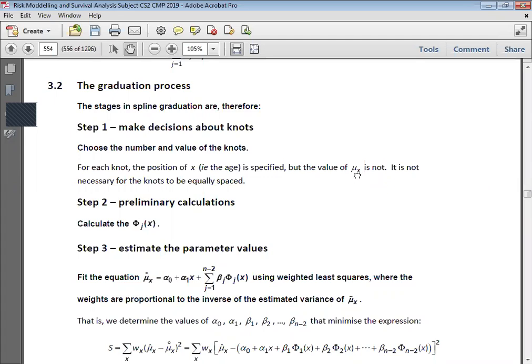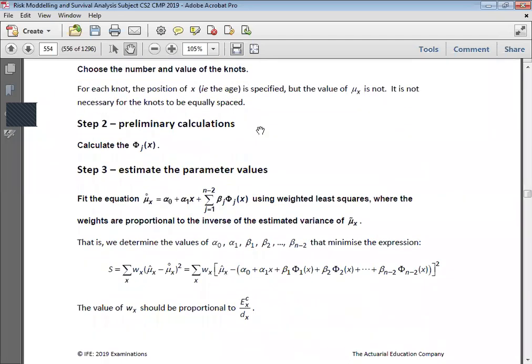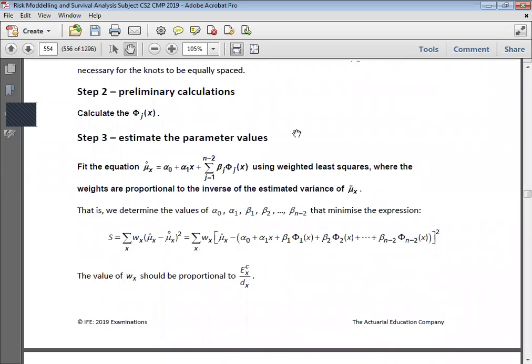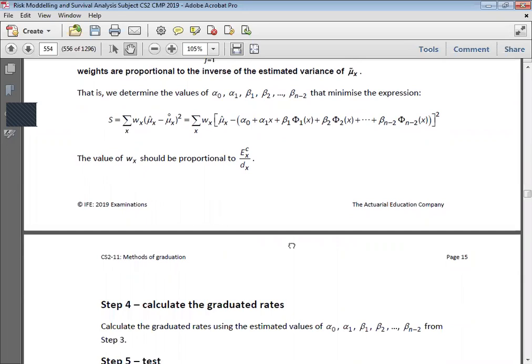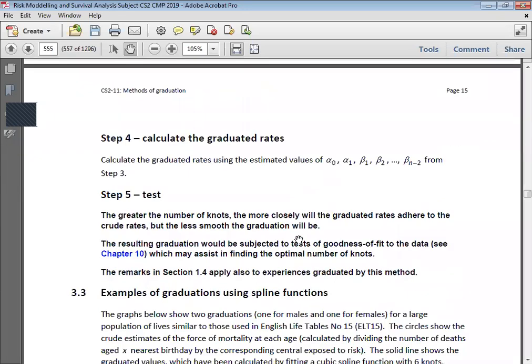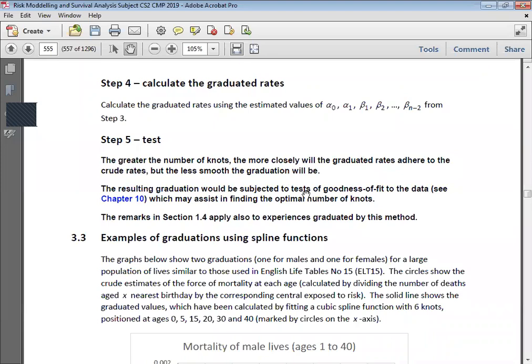So once you decide how many knots you want and where you want to place them, you calculate your functions. And once you calculate your functions, you want to fit this particular equation to figure out the values of these parameters, so alpha 0, alpha 1, and the beta j's. And again, you can use least squares. We know that this is the equation that we have fitted. So we will subtract this particular thing and try to minimize this. That will give us the value of the parameters. And once we get the value of parameters, you can easily calculate the graduated rates.